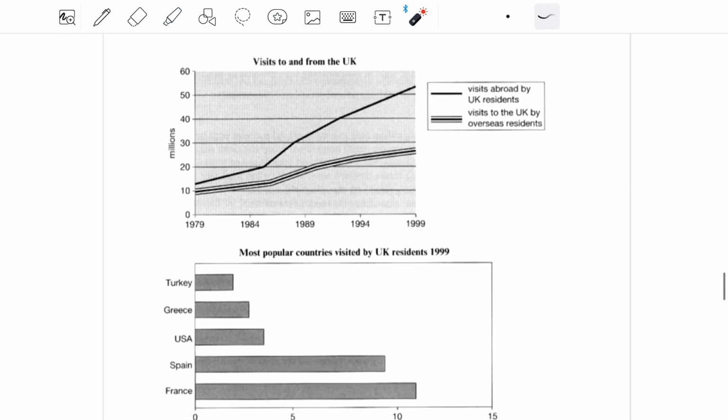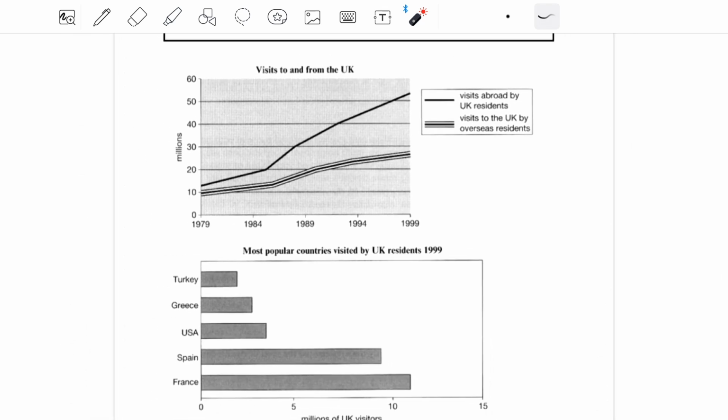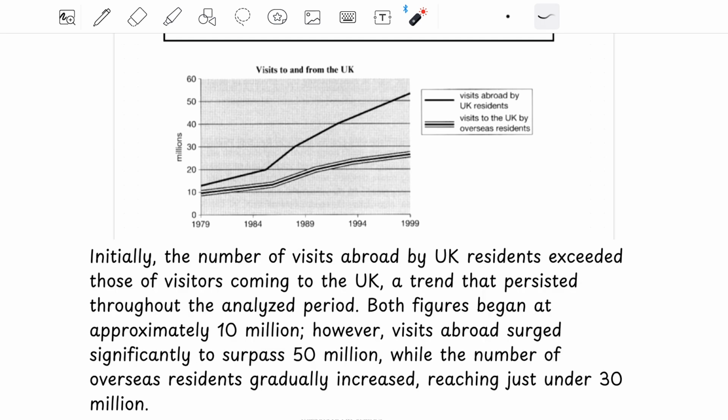So you will just start off by saying that initially there wasn't much difference in 1979 between visits abroad by UK residents and people coming to visit the UK. However, over the course of years this difference increased, and as we can see, both figures started at approximately 10 million.